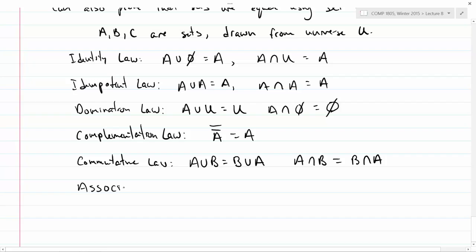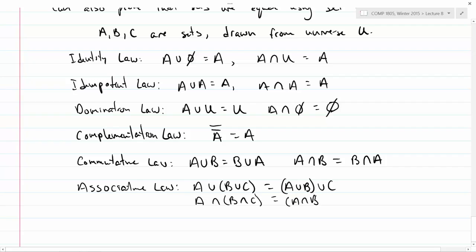We have the associative law, which says you can bracket these things however you would like. So A union B union C is exactly the same as A union B union C, with different bracketing. And similarly for intersections. Question? So you could apply commutativity and associativity at once. The important thing is that it's the same operation. So if it's both complement or both union, yes, you can change the order and change the bracketing. That's fine.